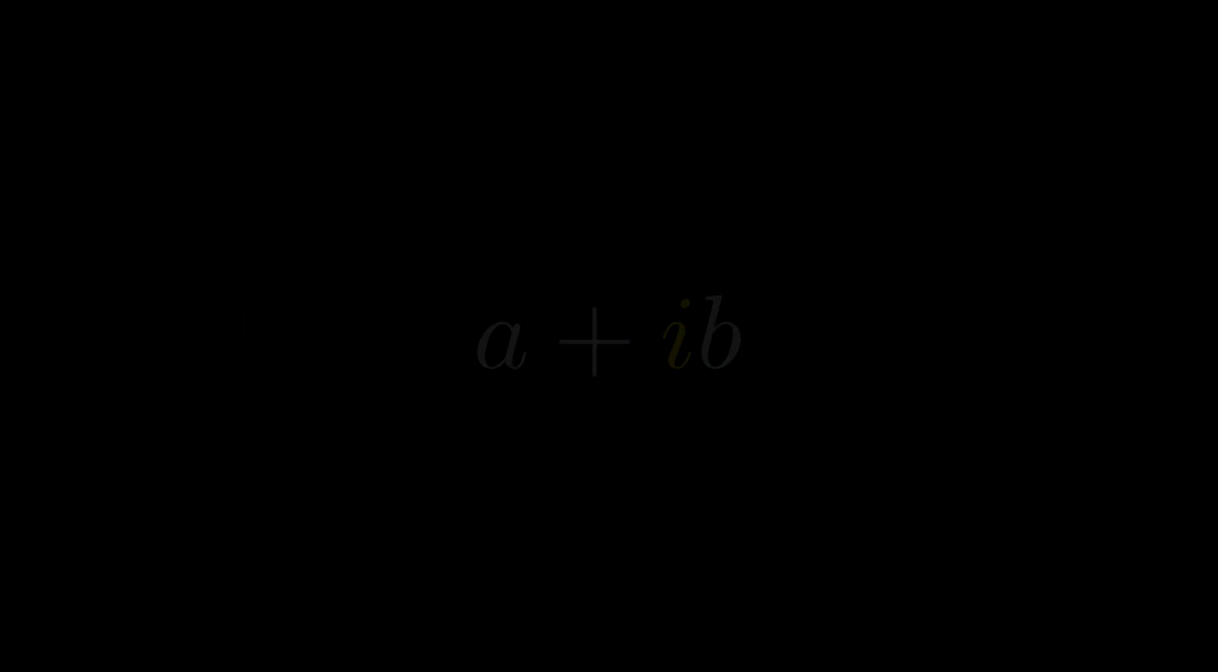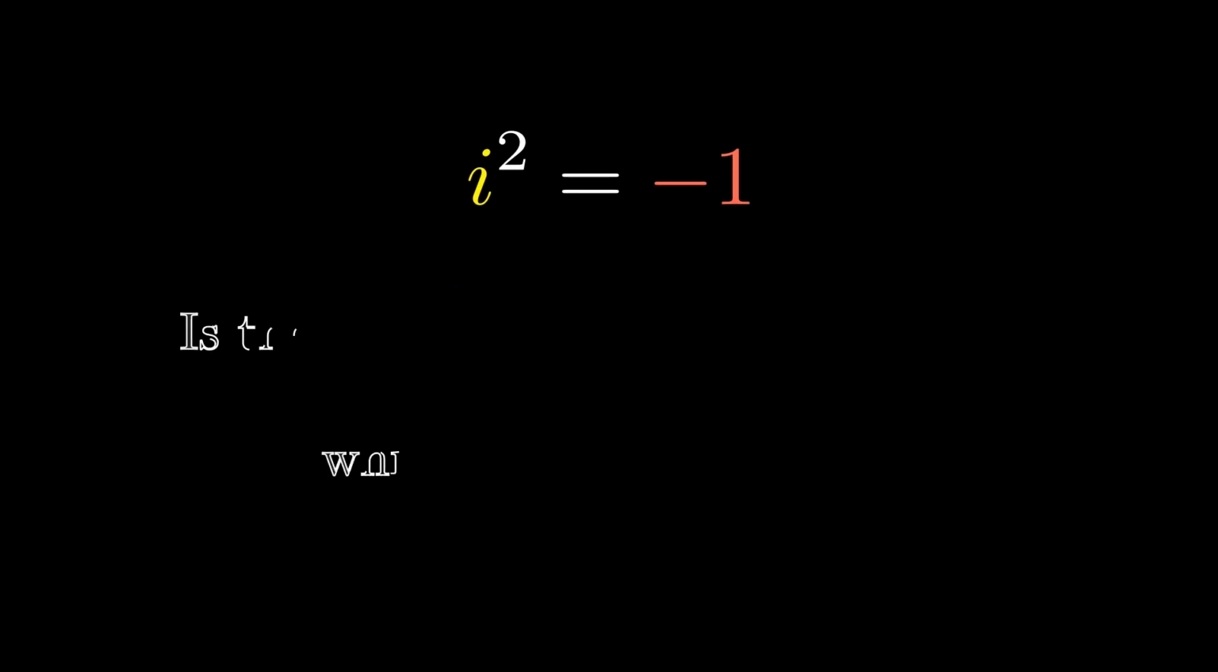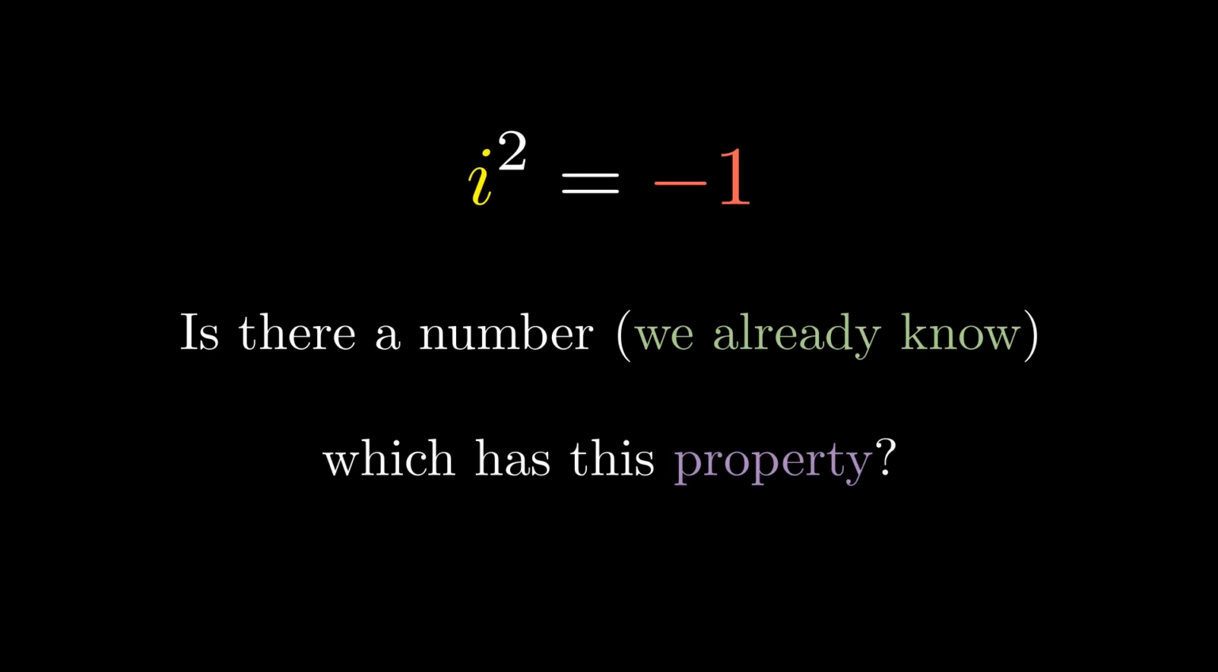A complex number is made of two different parts, or better, three different things: a, b, and i. a and b are two real numbers. But what is i? Well, i is another number, and it has the property that i times i, meaning i squared, equals minus 1. Now the question is: is there a number we already know that has this property?